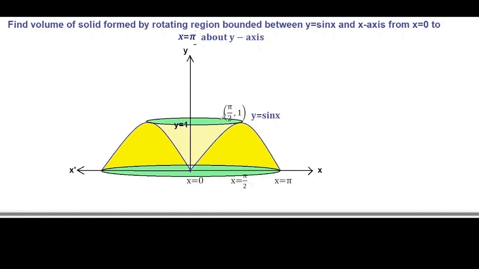Now, according to the cylindrical or shell method, first we need to draw a cylinder whose axis will coincide with the axis of rotation. So let's draw a cylinder whose axis is coinciding with the axis of rotation, that is the y-axis. Let's shade the cylinder also for better understanding. So this is our required cylinder.